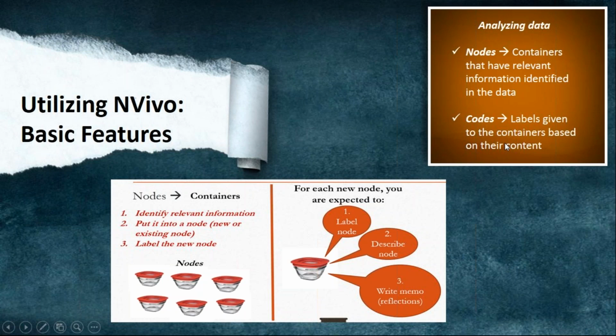And codes are labels that you give to the containers. Got it? So nodes are containers, codes are the labels you give. So when you want to use this system, sometimes you may use the words interchangeably. Sometimes people say, okay, these are codes. Yeah, it makes sense. They are codes because they house significant information from the data, but the codes are labels, right? So you can use it interchangeably. You can call these nodes or codes, right?